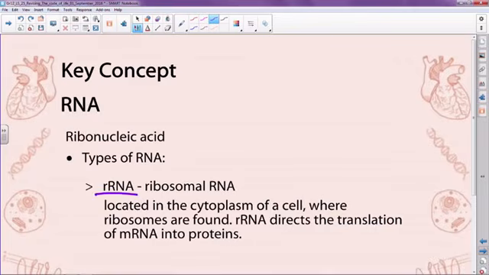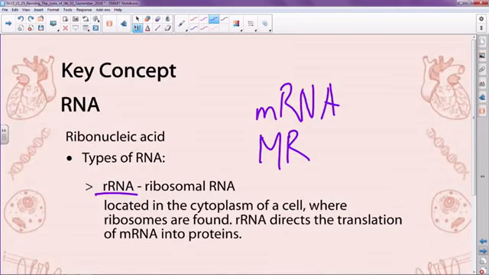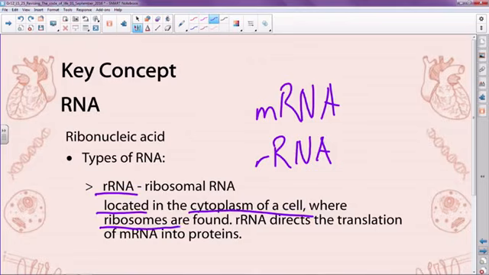Okay. Next one that we have, your rRNA. Okay, rRNA is ribosomal RNA. And remember, guys, it's a small m, then RNA. If you put a big M, it's wrong. Okay, and the same here, small r, and then RNA. Okay, and what it does is it's located in the cytoplasm of the cell where ribosomes are found. The rRNA directs the translation of mRNA into proteins. That's what it does.